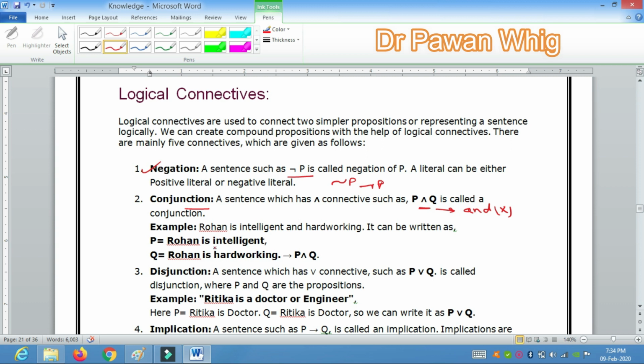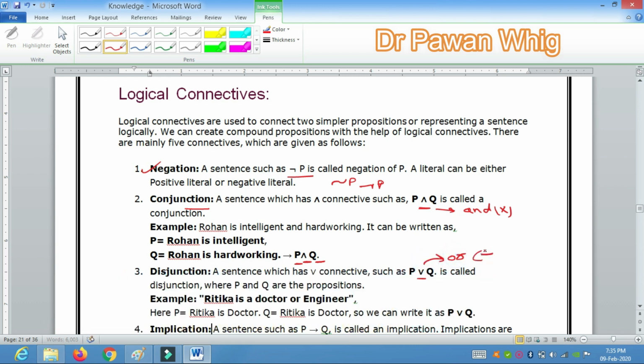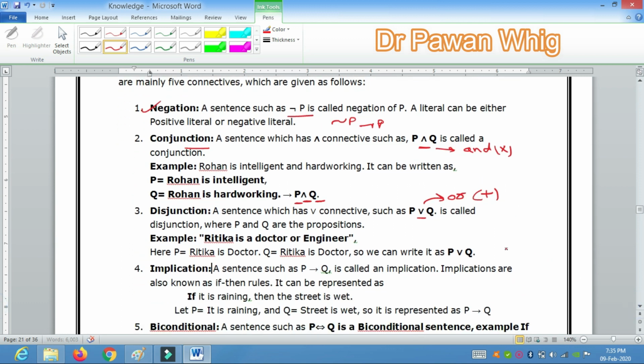So Rohan is intelligent and he is hardworking, so we can write it like this. Disjunction is basically an OR operation, and it is an upward V. It is just like a V, and it means it is an OR operation, and OR means addition. Why I'm saying addition, I'll clear with the help of a truth table.